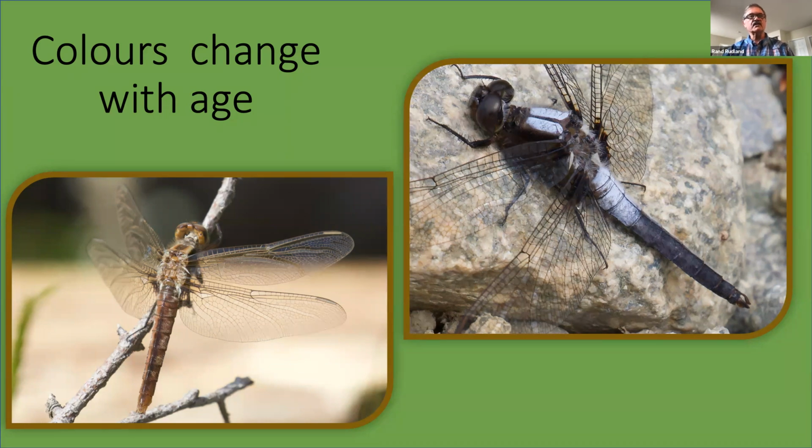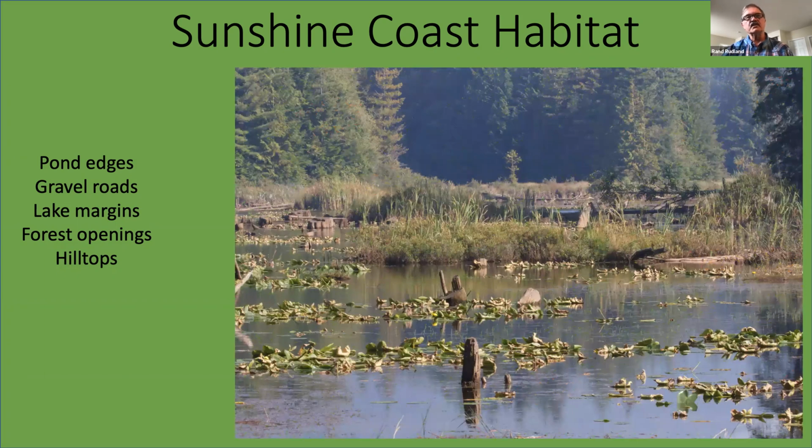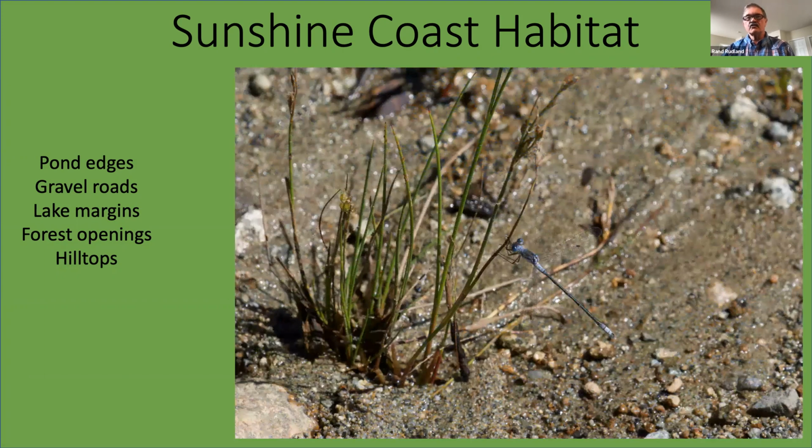So where do we find these things? I guess the answer is pretty much everywhere. Pond edges are very common. Obviously, if there are lily pads, there are many species that lay eggs on them. This is McNeil Lake, a great place for dragons. And gravel roads around ponds seem to attract many individuals, partly I think as the heat assists their body temperature regulation.